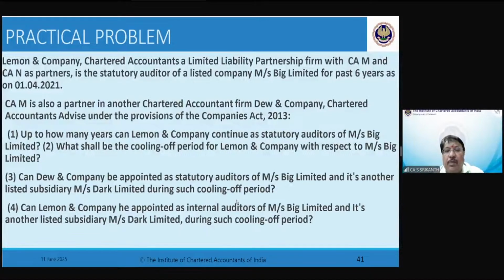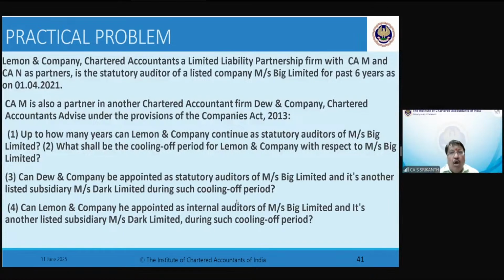So let me take one typical answer by Miss P. For 2 terms of 5 consecutive years, another 5 years, 4 years. No, don't go by that 6. Go by 21. That means at the AGM of 21, they'll be reappointed for another 5 years. So 22, 23, 24, 25, 26, another 5 years, they can be reappointed. It is not 10 years. It is 5 years at a time.